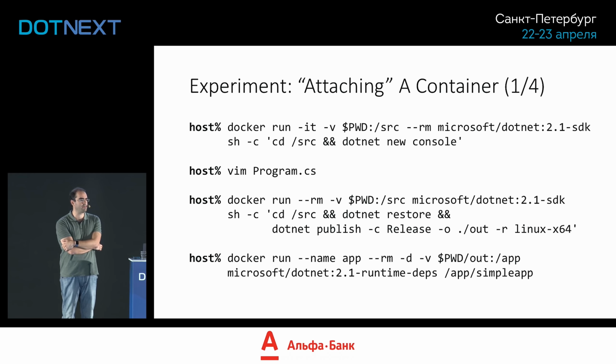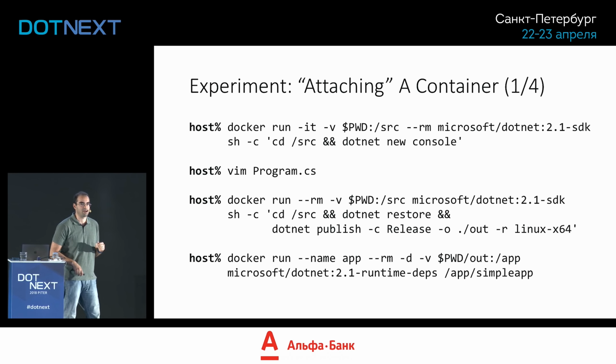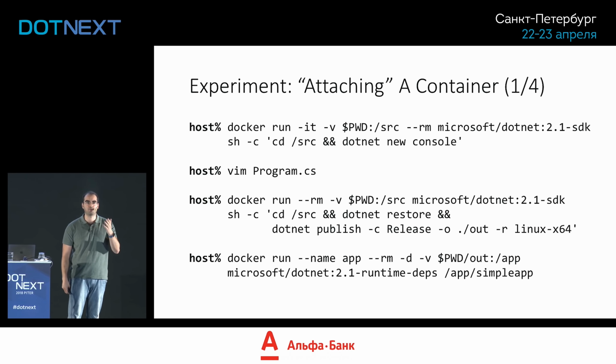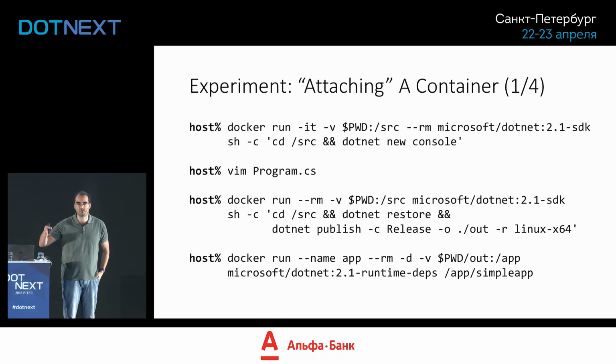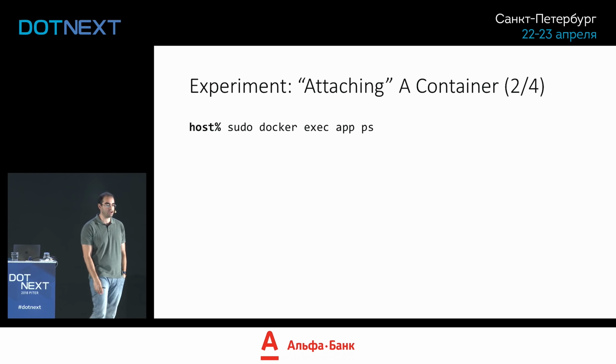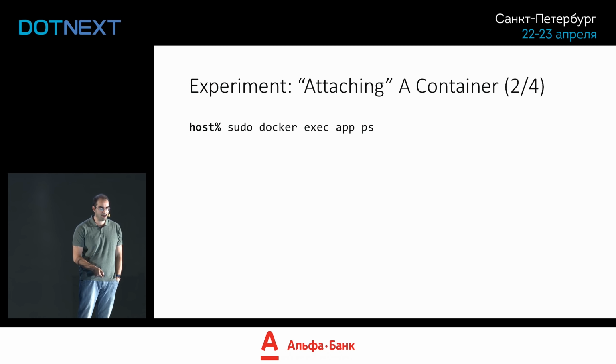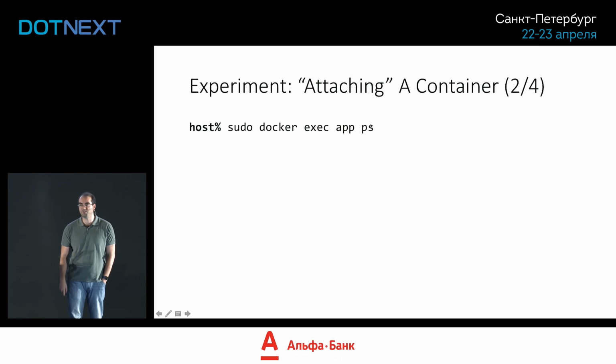Great, so I have that. And the application is running in production, and everyone's very, very happy. But then you need to do some very basic diagnostics. For example, you want to list all the processes running in that application container. So you use docker exec, which you just learned about, and you say docker exec, this is the name of my container, app, and this is the command I want to run, ps.